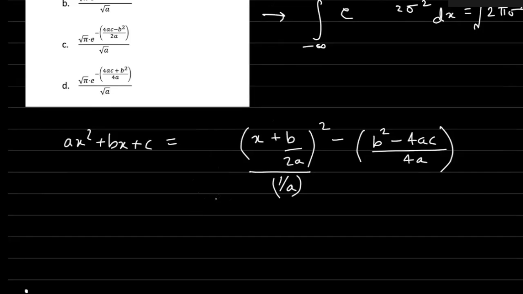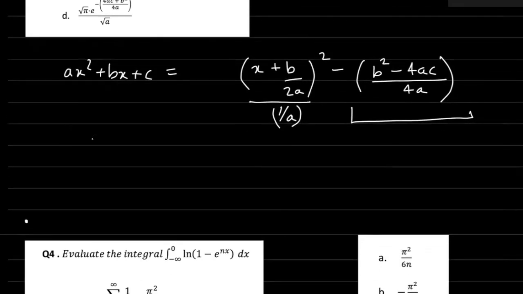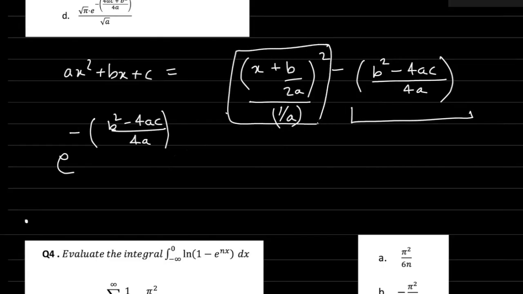Okay, and now because this is the power of the exponent, we can pull this one out with the sign, and hence we will get e to the power minus b square minus 4ac by 4a times. Now this thing gives us the value of 2 sigma square as 1 by a.